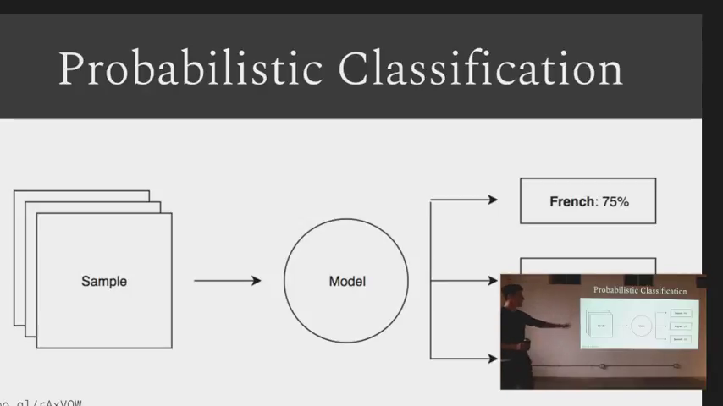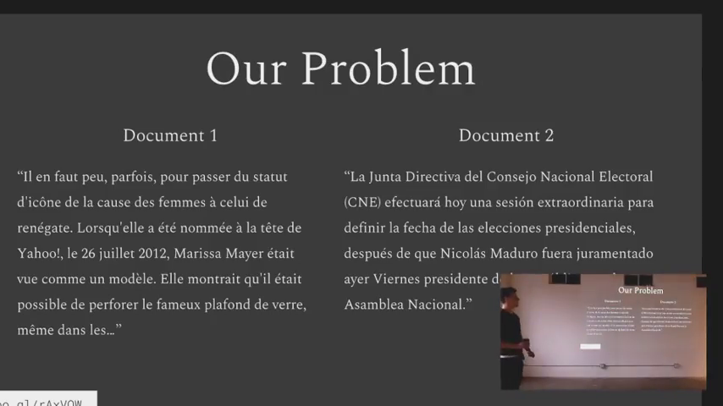So next, we're going to get into our example problem, basically. What are we looking at here? Again, we're going to do language classification. This is an example of what that might look like. We have two documents with a small amount of words here. They're in different languages.